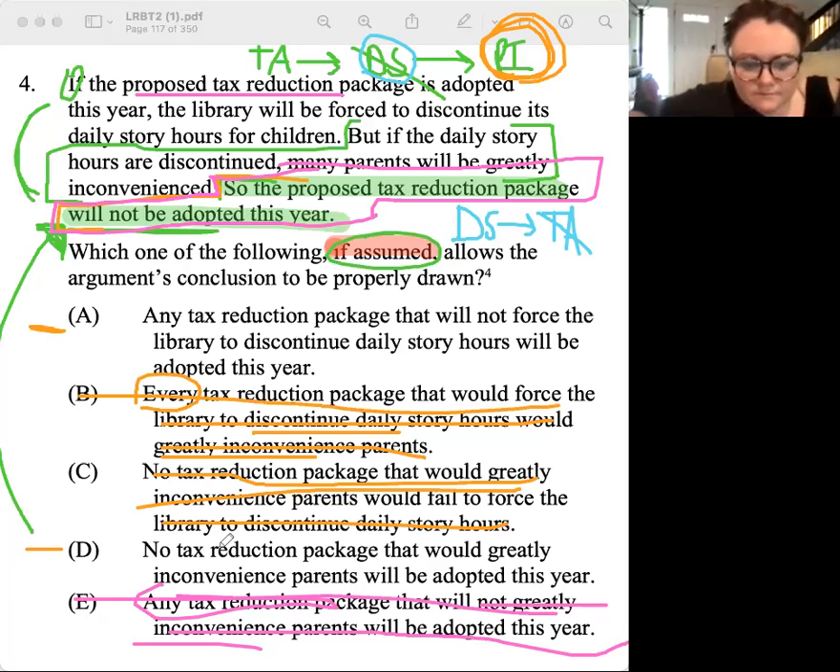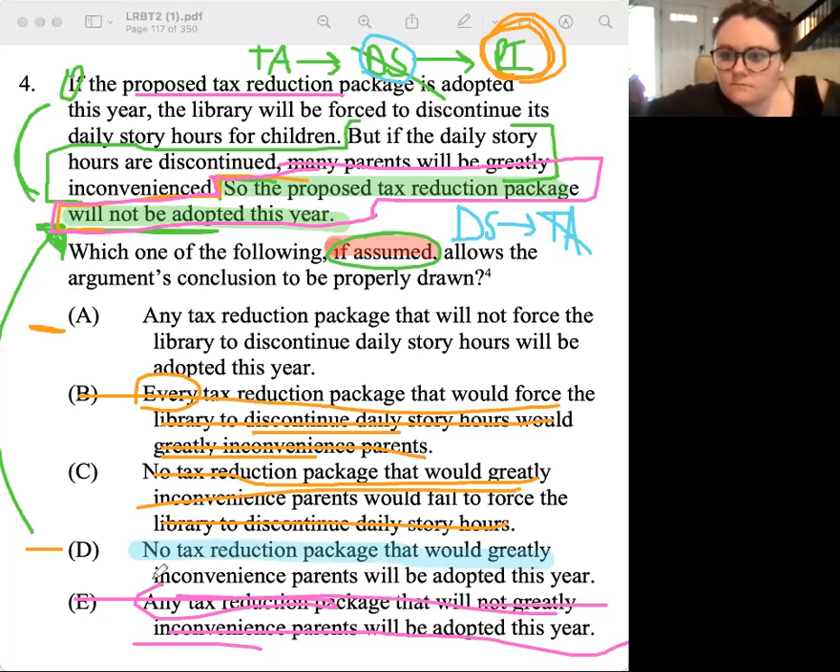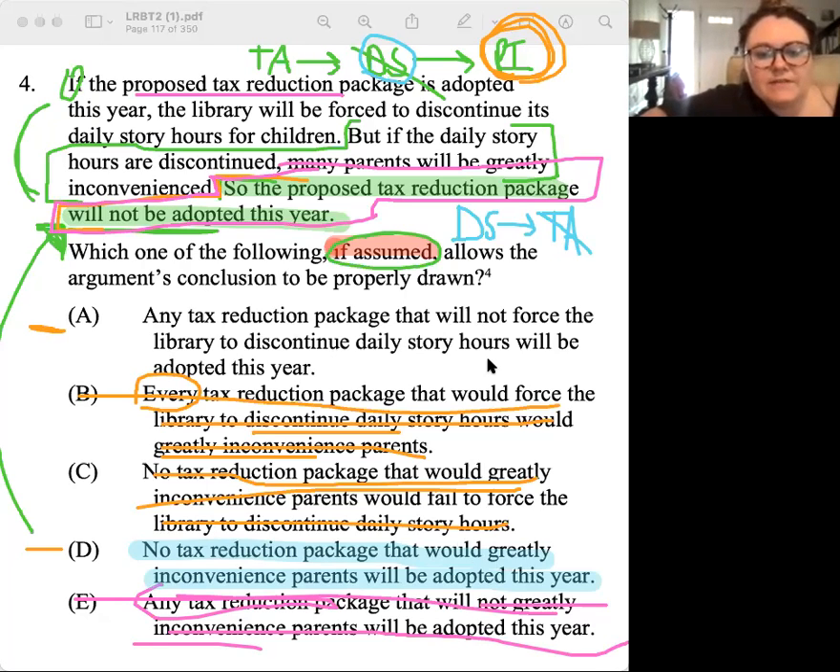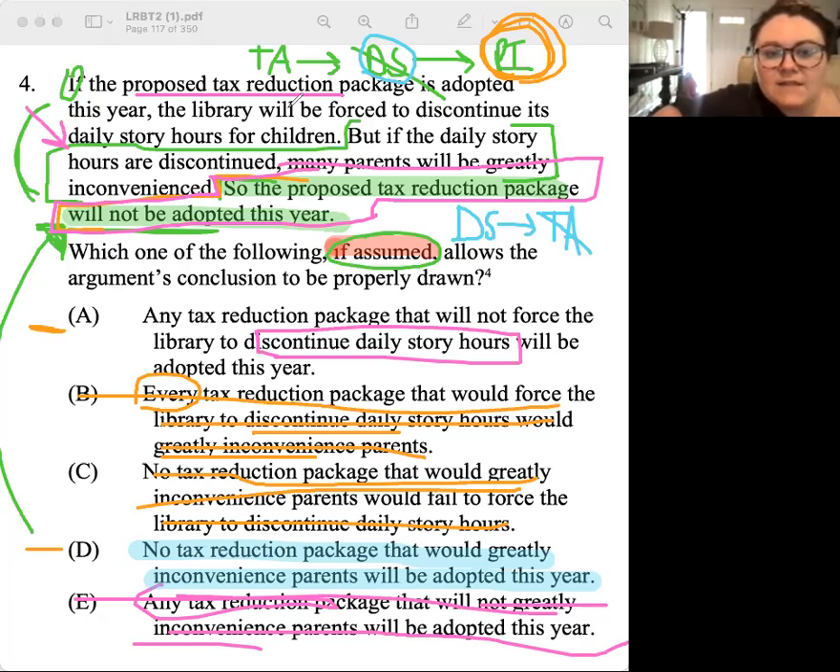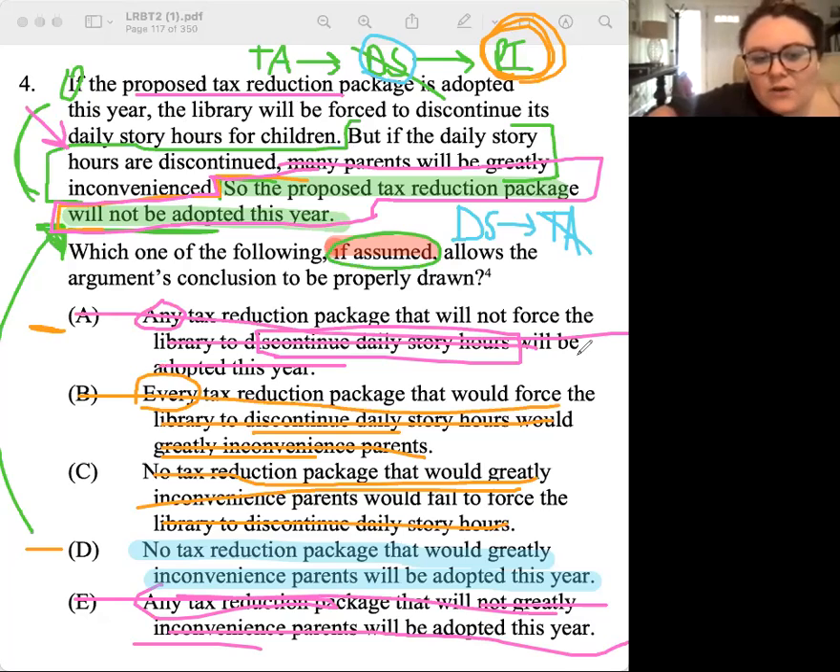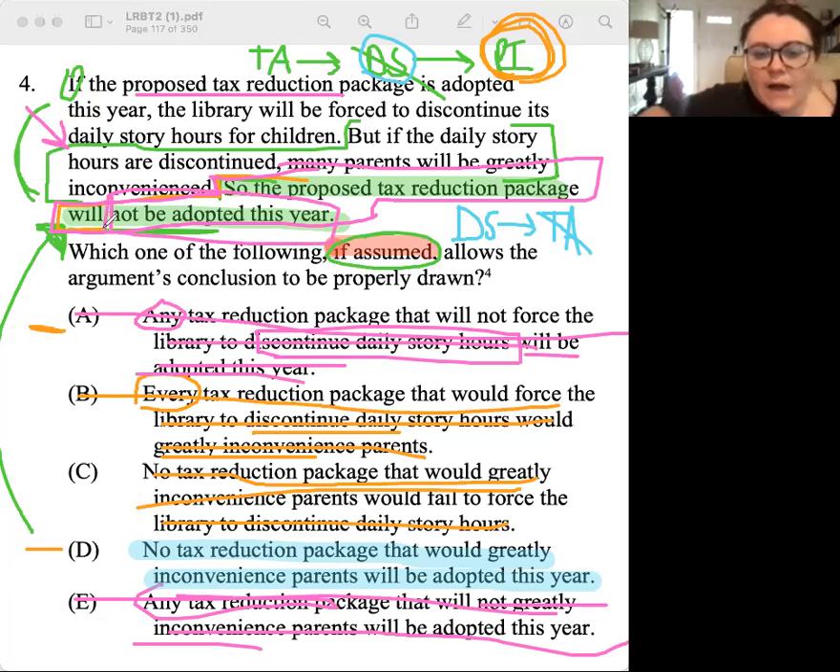Or why does D work? So I feel like A doesn't work because of the "any tax reduction package," because it's saying any tax reduction package that will not force the library to discontinue hours will be adopted this year. Well, does the tax reduction package that we're talking about force the library to discontinue story hours? Ours does up here, right? It says that if the proposed tax reduction package is adopted, the library will be forced to discontinue these hours. So this is just saying anyone that does not cause this will be adopted. That's not relevant to us. That can't be the package we're talking about, and it says they will be adopted this year. We want to prove that something will not be adopted this year. All right, so why does D work?